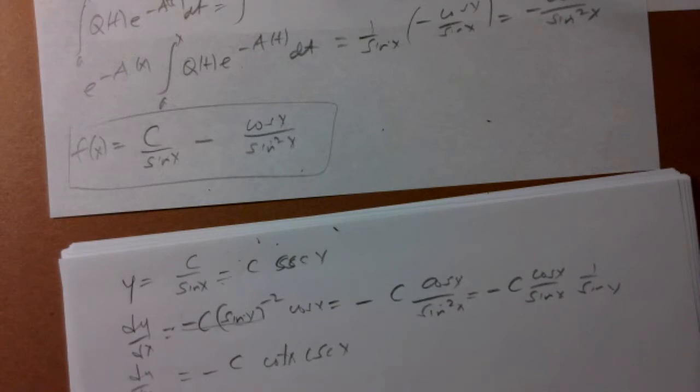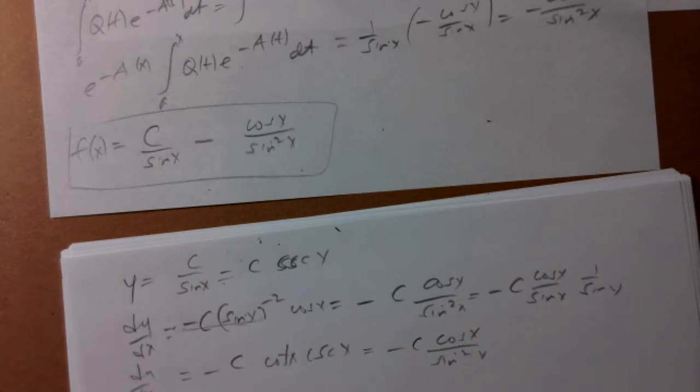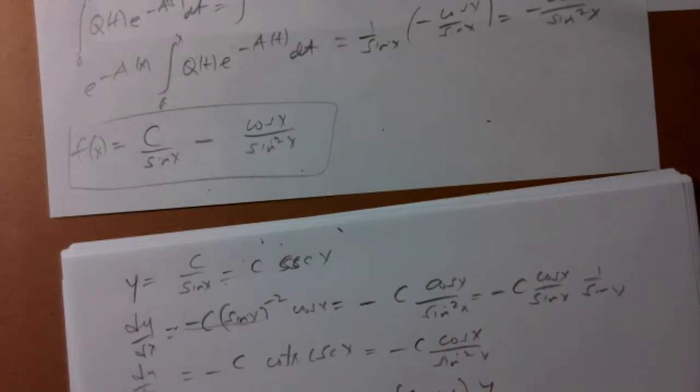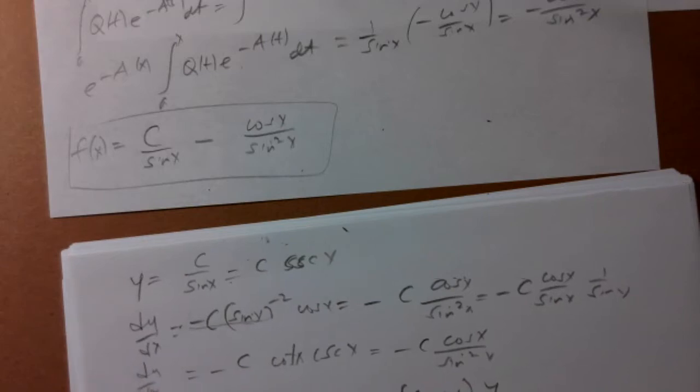So y prime, well, let me just write it as it was. So minus c cosine x over sine squared x. So y prime times sine of x is minus c cosine x over sine x, minus c over sine x, that's minus cosine x times y. So y prime sine x plus y cosine x equals 0.